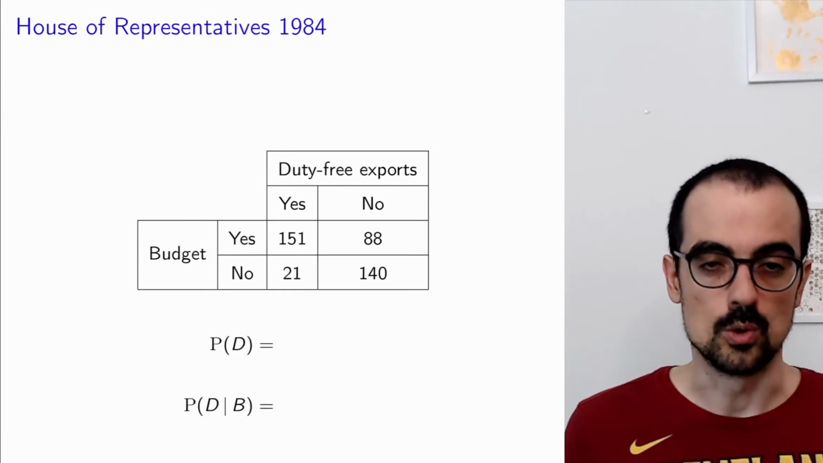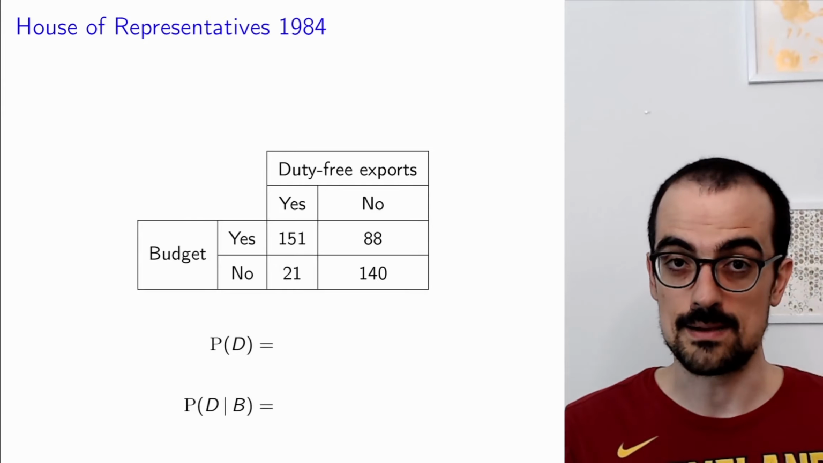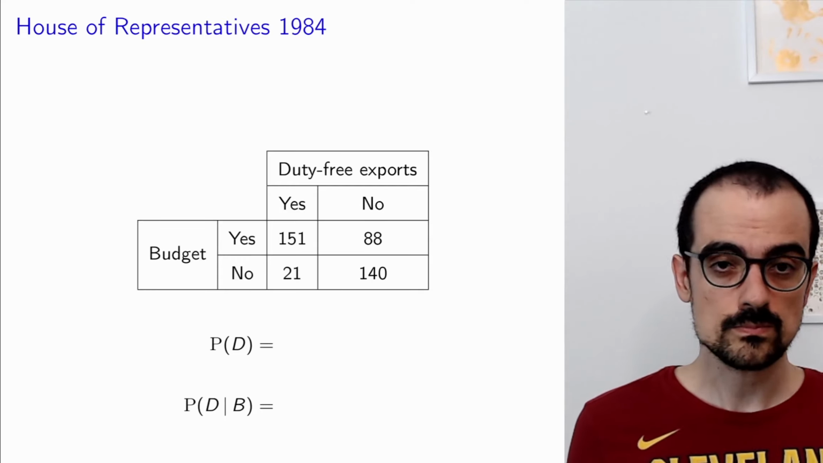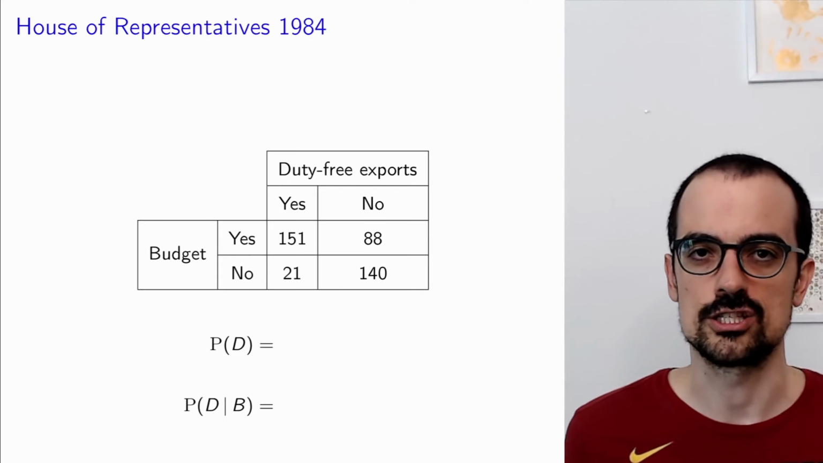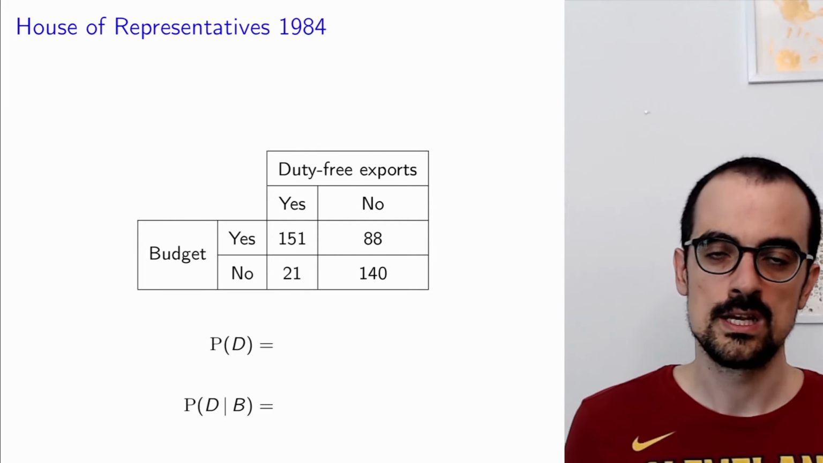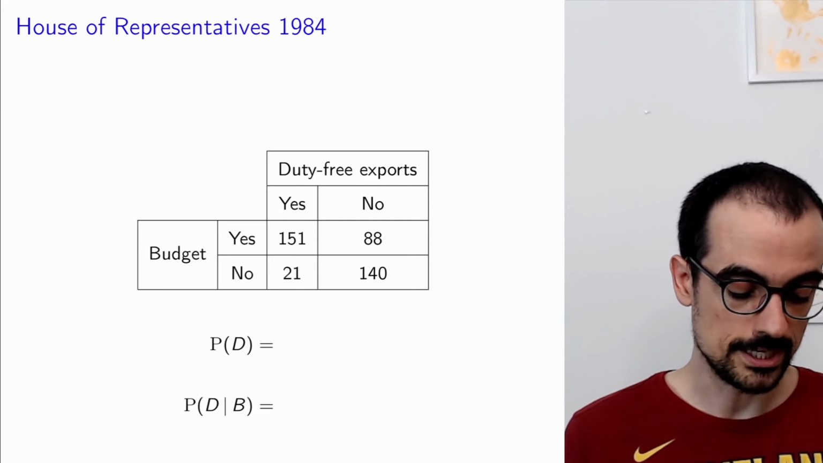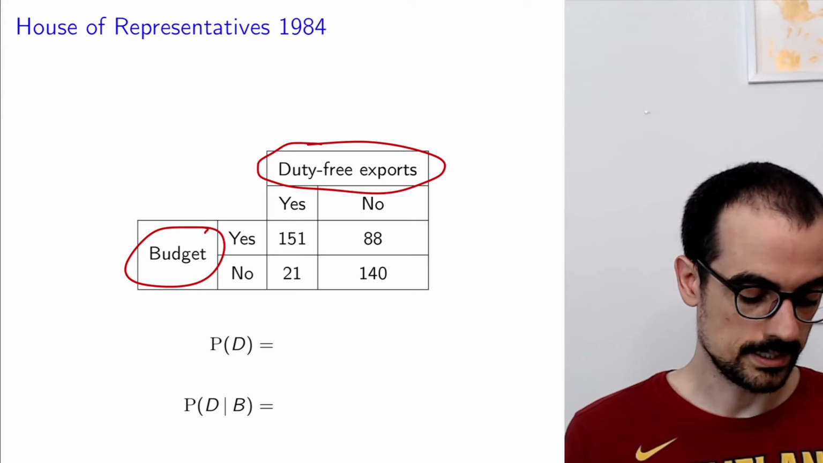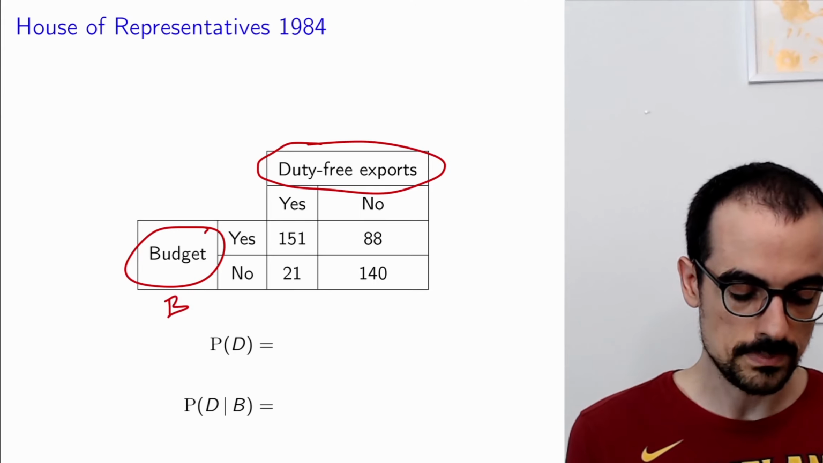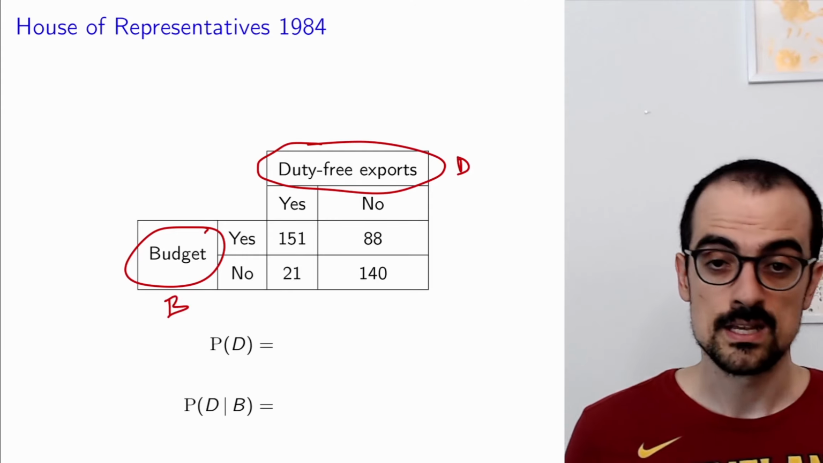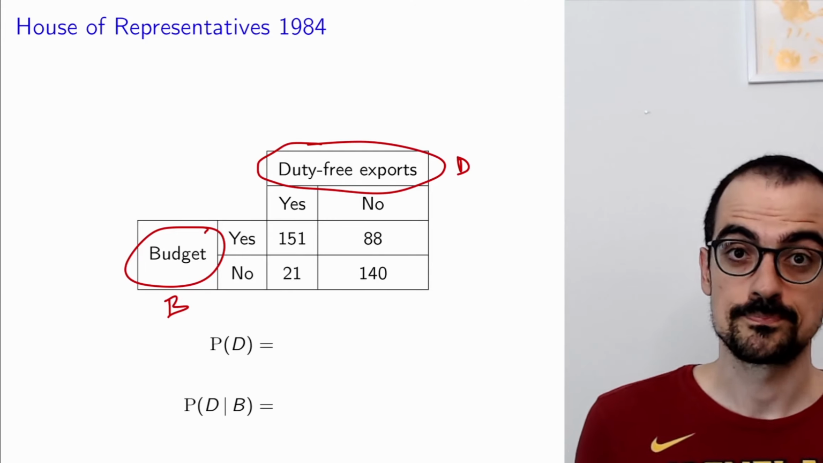Let's take a look at this example, which is from the video on estimating probabilities from data, where we were considering the voting patterns of politicians in the House of Representatives of the United States in 1984. There were these two issues that we're interested in: duty-free exports and budget. Budget is represented by an event B, and duty-free exports is represented by an event D.